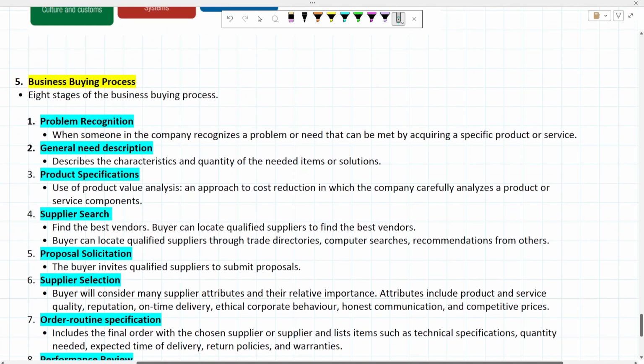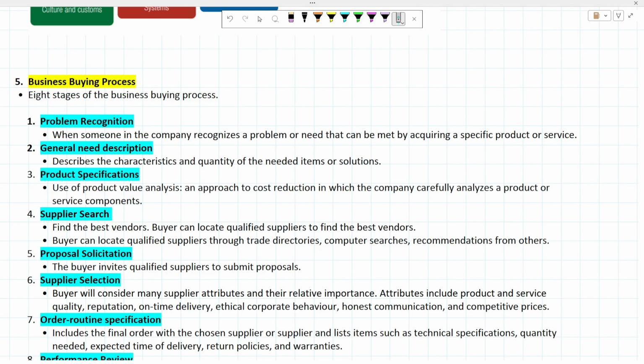One, problem recognition. So when someone in the company recognizes a problem or need that can be met by acquiring a specific product or service. Two, general need description. Describes the characteristics and quantity of the needed items or solutions. Three, product specifications. So the use of product value analysis, an approach to cost reduction in which the company carefully analyzes a product or service component.